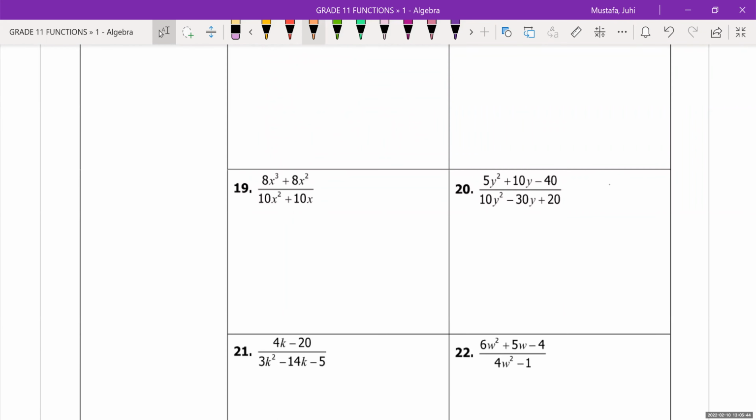For question number 19, it's not a trinomial, so all you can do is take out a greatest common factor. So for the first one, I'm going to take out 8x squared, and I'm going to get x plus 1. And then for the bottom part, I'm going to take out 10x, and I'm going to get x plus 1.